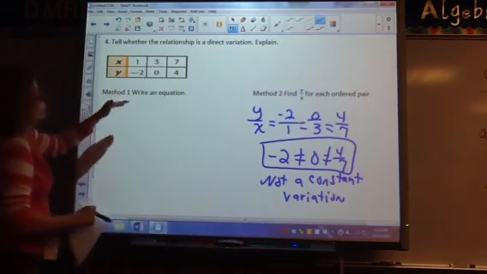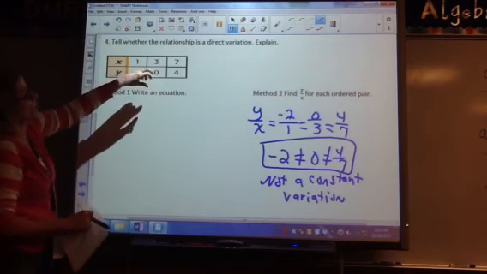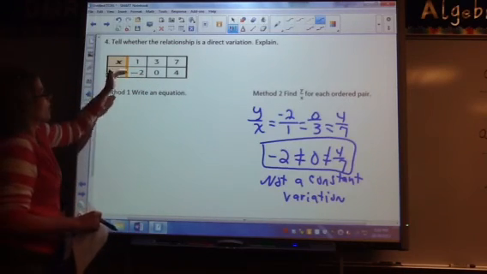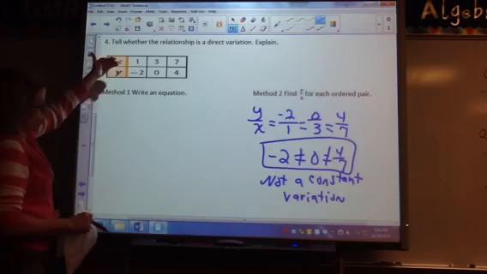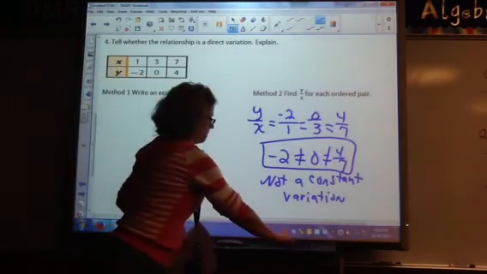So when you come over here to try to write your equation, it's going to be different for each one and you're going to struggle. There's not an equation that will match up each x to your y for each ordered pair.